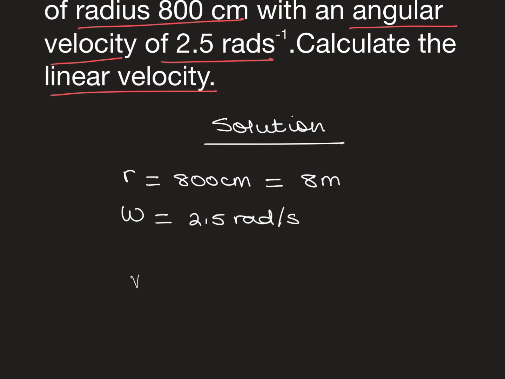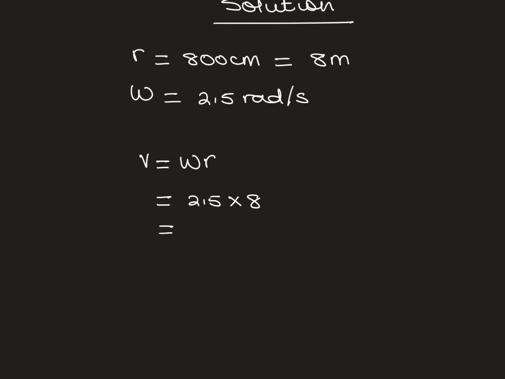Remember, the linear velocity is equal to the angular velocity multiplied by the radius. So that is going to be 2.5 times 8, and we will have 20 meters per second.